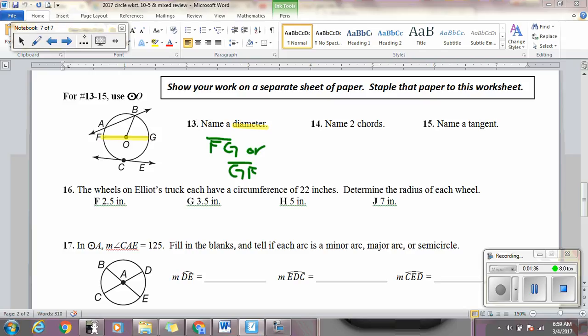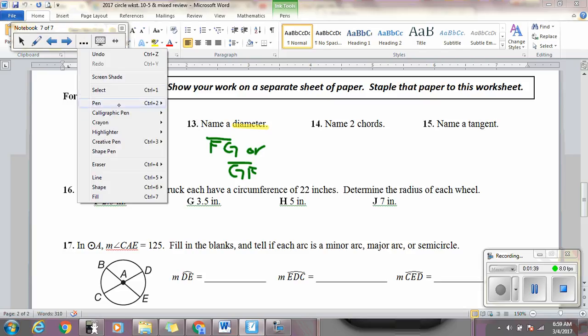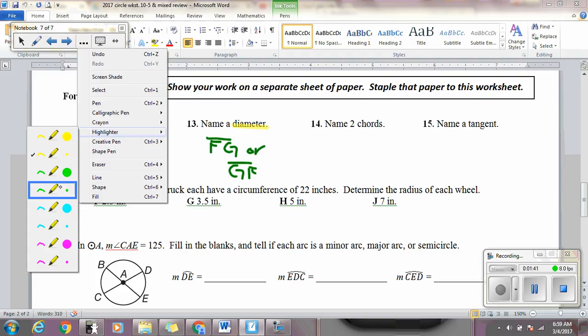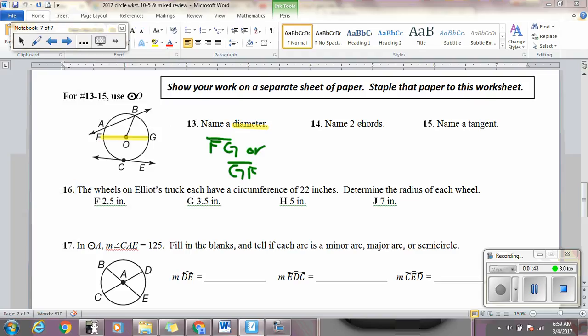It now wants us to name two chords. The role of a chord is to go from edge to edge of the circle. So I see that AB is doing that, as well as FG again. FG is a chord. Yes, a diameter is a chord. So again, that's segment AB and FG.